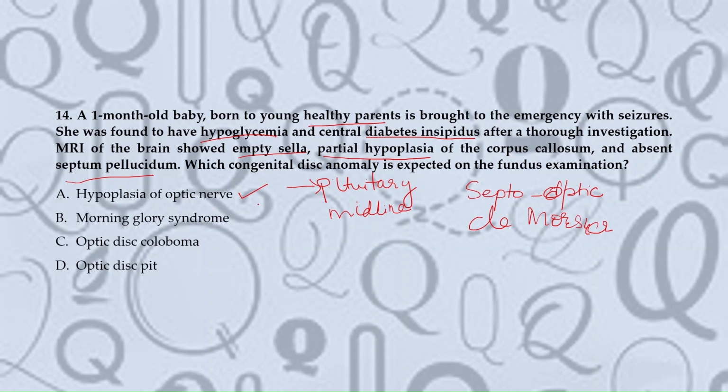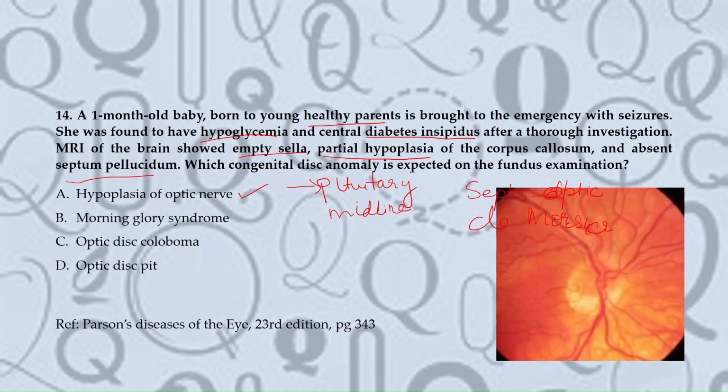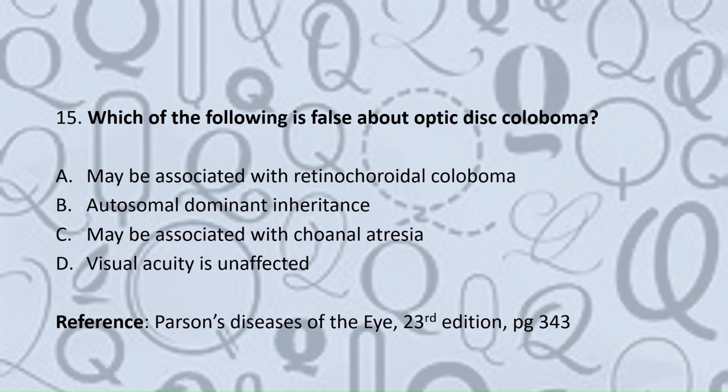There is no logic in this question, it's just a memory based question. So on fundus examination you will see something known as a double ring sign. If you see carefully here, this is the viable portion of the optic disc, and this is just the empty portion of the optic disc. So you see two rings. So this is known as a double ring sign.